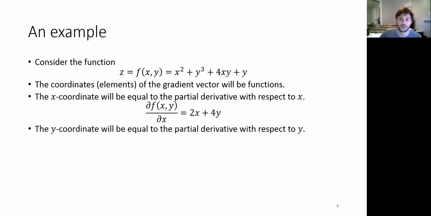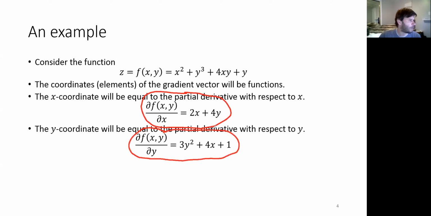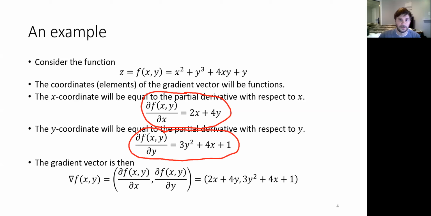If we take the partial derivative with respect to y, we will get 3y squared plus 4x plus 1. So the gradient vector will have the partial derivative with respect to x as the x coordinate, and it will have the partial derivative with respect to y as the y coordinate. So here it is. Here is our partial derivative with respect to x. Here is our partial derivative with respect to y.